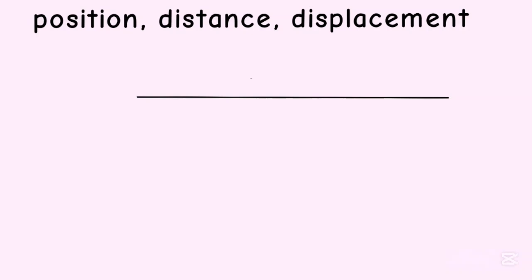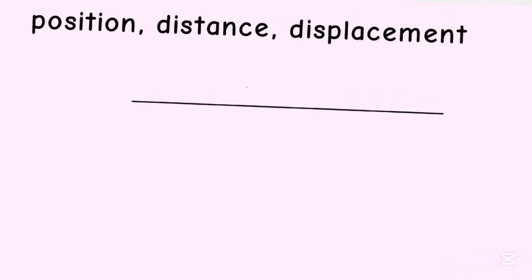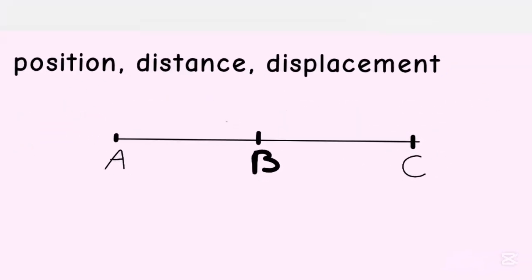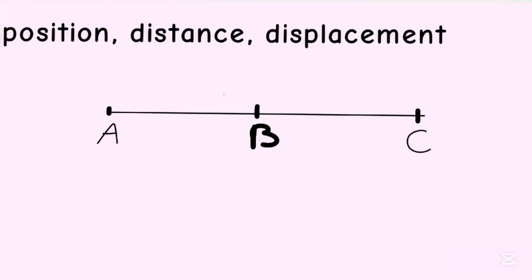But the point here is that there's this line. Let's say this is point A and this is point C. Let's assume this was the middle and this is B. So now A, B, and C, these are all positions.